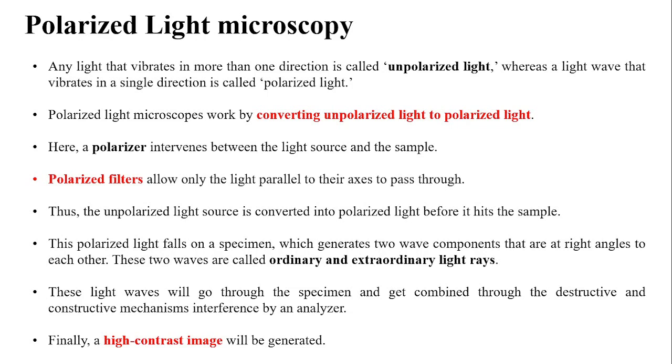Polarized light microscopes work by converting unpolarized light to polarized light. So for this purpose, a specific kind of polarizer is used in this kind of microscope.